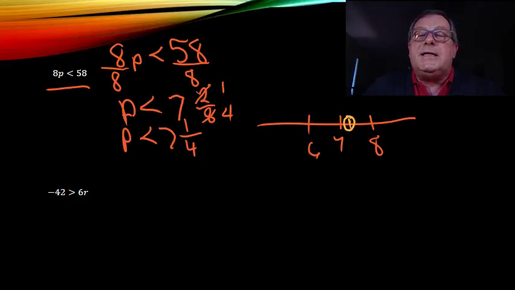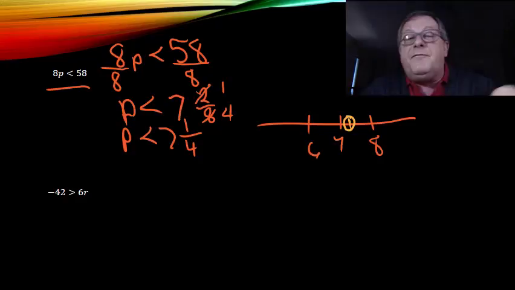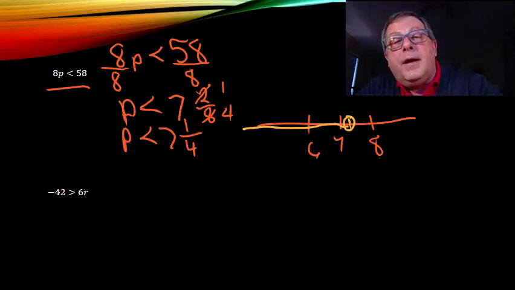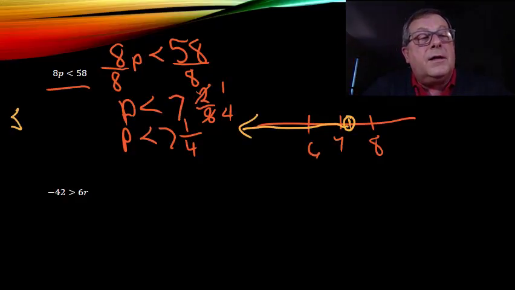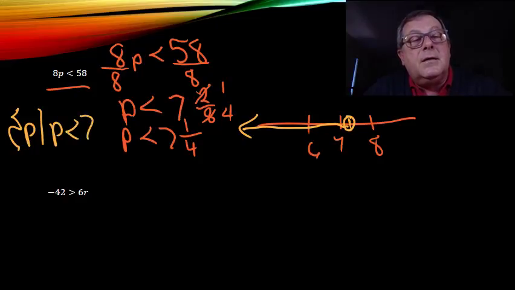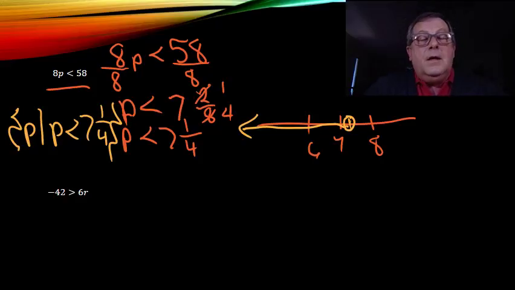And if p is less than 7 and 1/4, then I'm going to move to the left on my number line. And so there's my graph. And if I write this in set builder notation, I've got a little bracket there. It doesn't look much like one. p is such that p is less than 7 and 1/4. Okay. Now let's look at this second example. I've got negative 42 is greater than 6r.